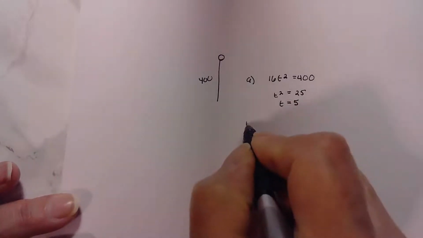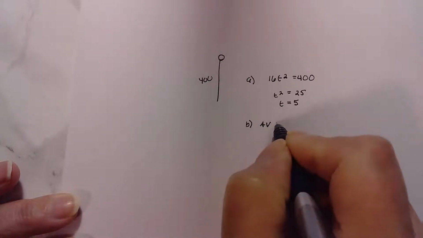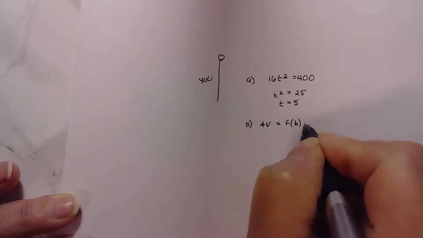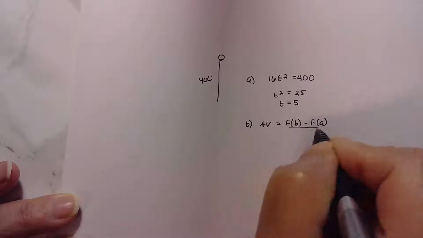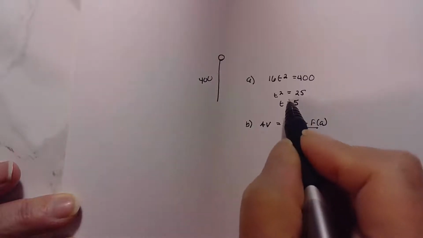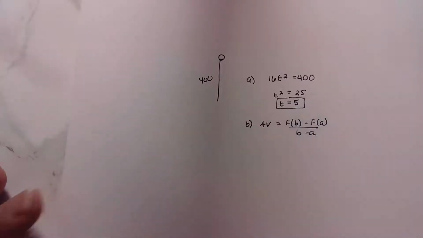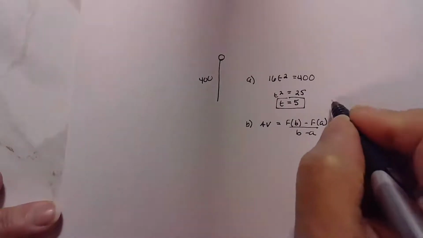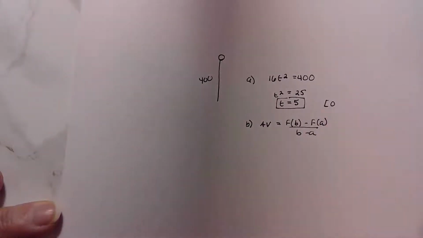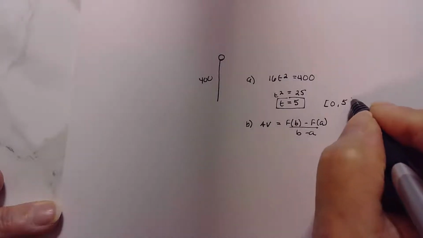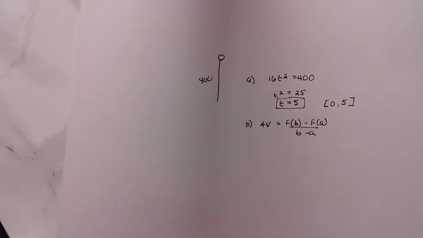Well, again, the average velocity is f of b minus f of a over b minus a. Now, the reason why you found the time it took for the ball to hit the ground is because you need an interval of time. And so you started at time 0 before the ball was dropped, and it took 5 seconds for the ball to hit the ground. So your interval here is from 0 to 5.